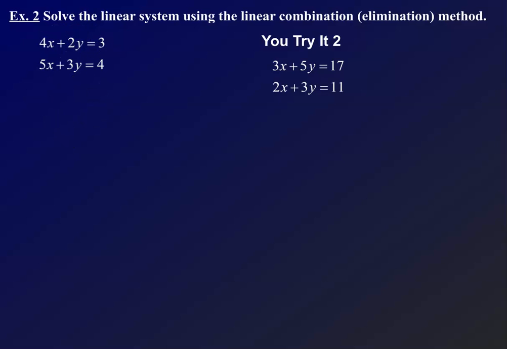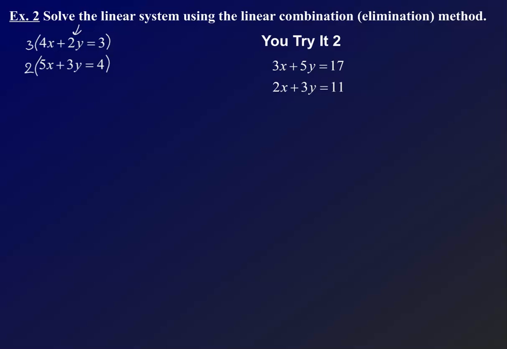Sometimes we can multiply just one equation, and sometimes we have to multiply both. So if I look, I can't multiply 4 by anything to get 5. I can't multiply 2 by anything to get 3. So it means I'm going to have to multiply both equations. So at this point, I'm going to get rid of y because it's smaller numbers. I'm going to multiply the first equation by 3 because of this, and I'm going to multiply the second equation by 2 because of that.